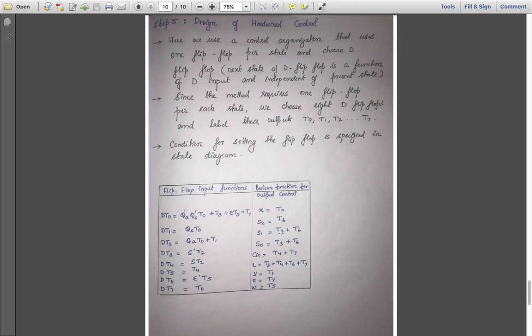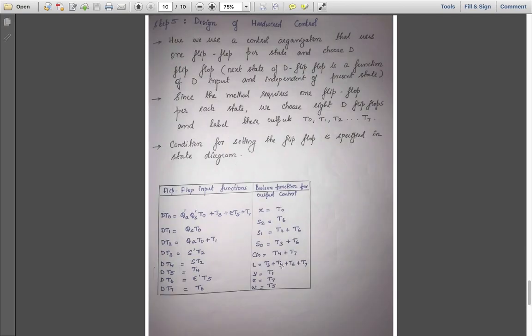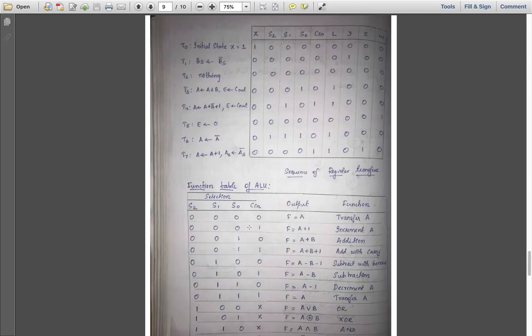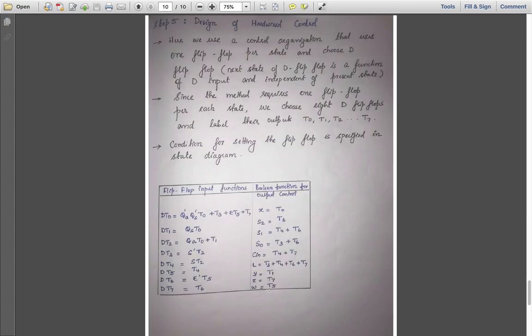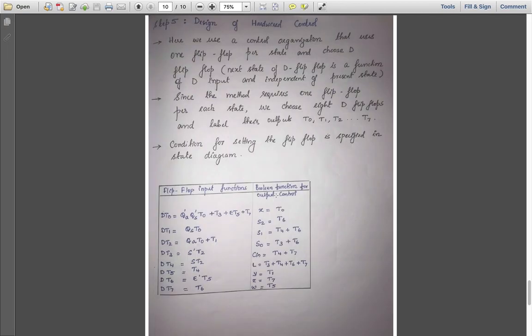Now S1, T4 and T6. S1 is set in T4 and in T6. Similarly, L: T3, T4, T6 and T7. L is set in T3, T4, T6 and T7. Similarly, W is set in T5. W is set only in T5. So this part of that table represents the Boolean functions that are required to control that output.